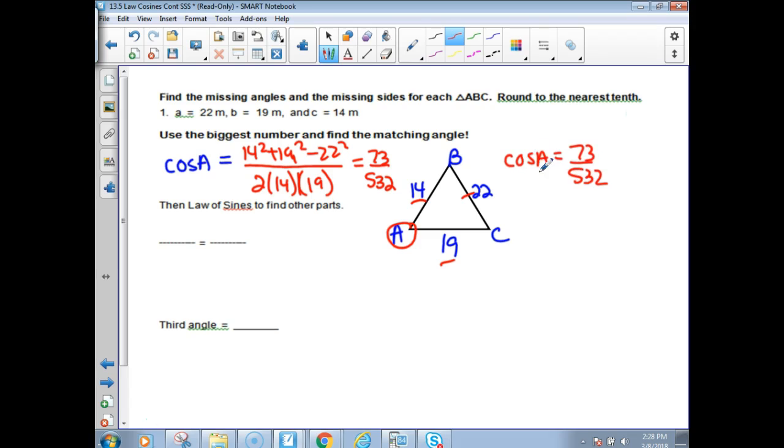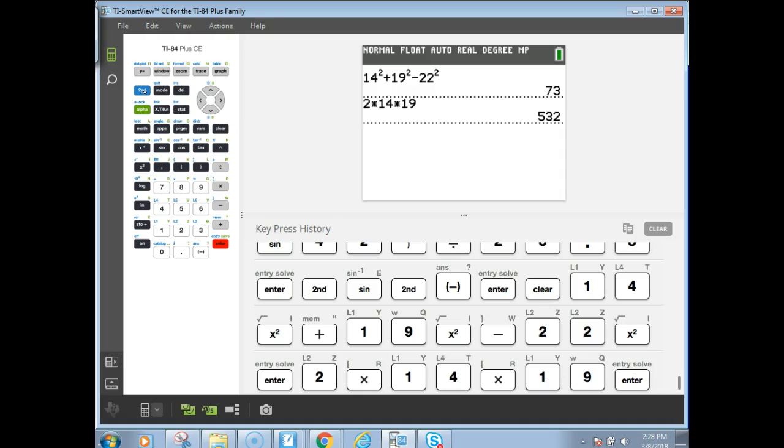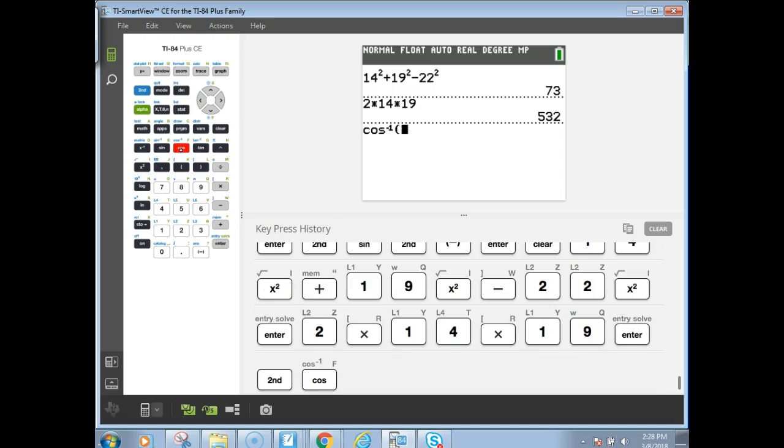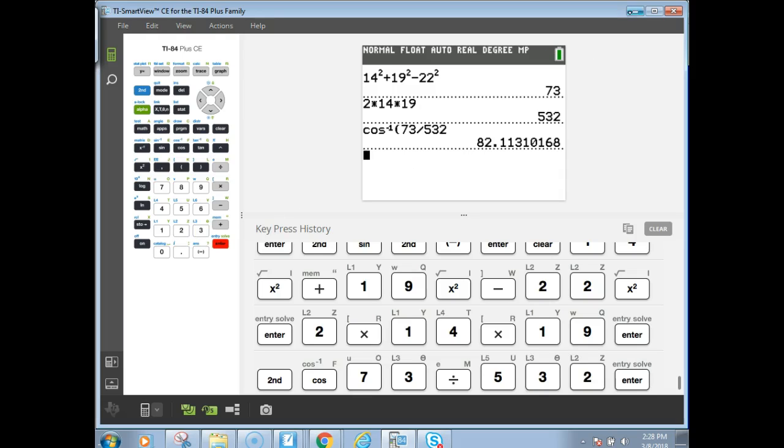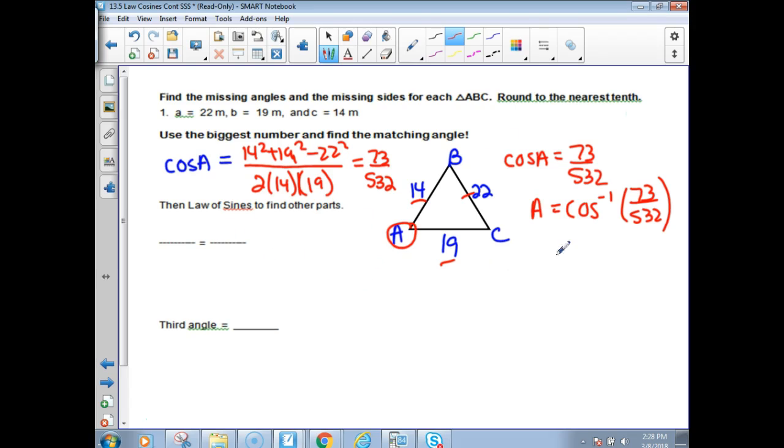And so we want to find the angle. So angle A is the inverse cosine of 73 over 532. Hit second, cosine, put in the 73 we found first, which was the numerator, divided by the denominator 532. Okay, and that's 82.1 degrees. So angle A is 82.1 degrees.